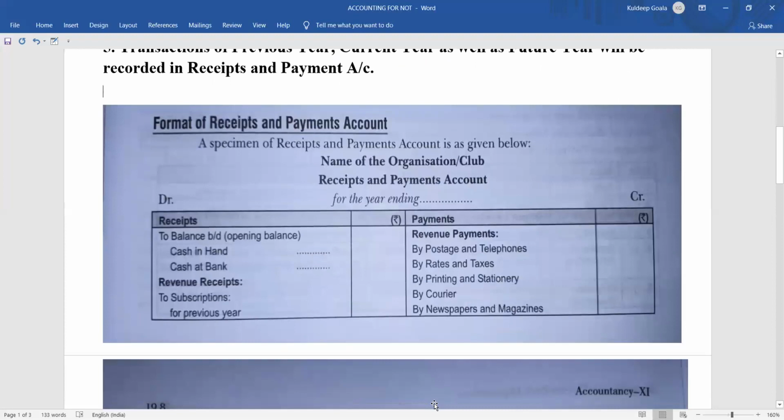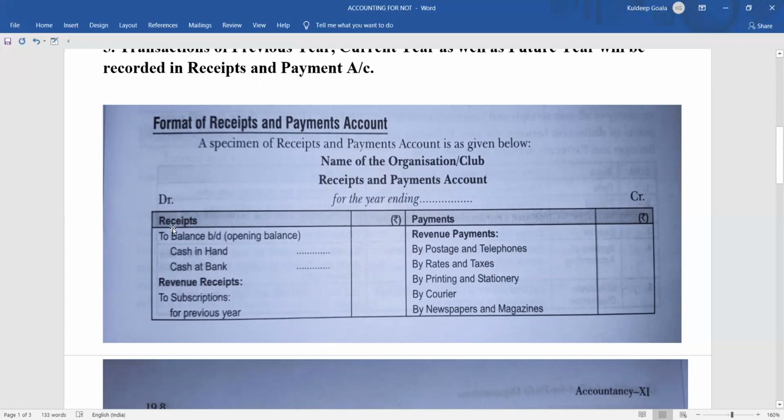because this is the base on the base of which rest of the chapters are relying. Receipts and payment account will give you a clear picture of all the transactions that are going to happen subsequently. So here is a specimen of receipts and payment account. At the top, you have to mention the name of the organization or the club for which you are making the receipts and payment account, followed by the receipts and payment account for the year ending. For the year ending, you have to mention it.